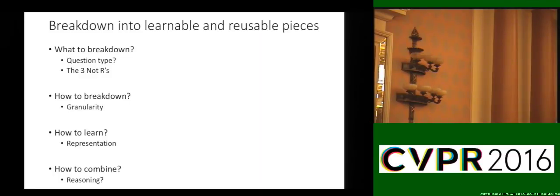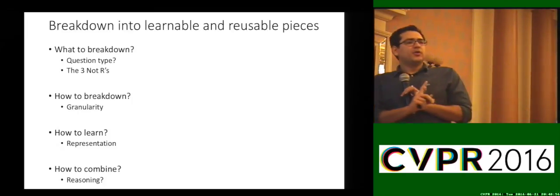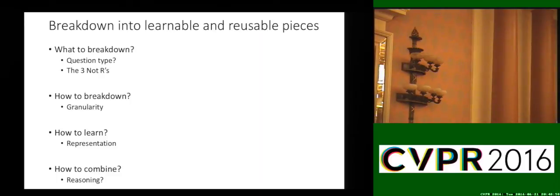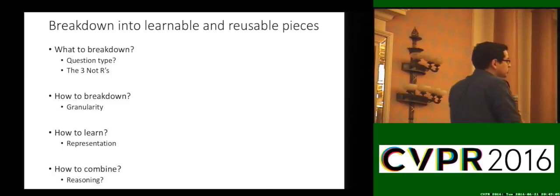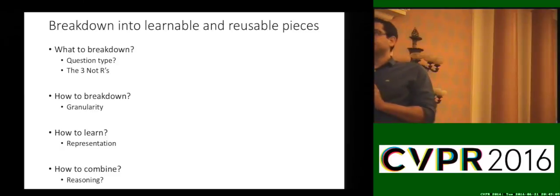So what are the things that I should break down? Well, one natural thing would be to break it down based on the question type. What kind of questions am I answering? If they're asking where something is, maybe I can use a detector. If it's asking about the color, maybe I should use an attribute, and so on. So that's one natural approach. The other would be based on the 3 components that I was talking about.